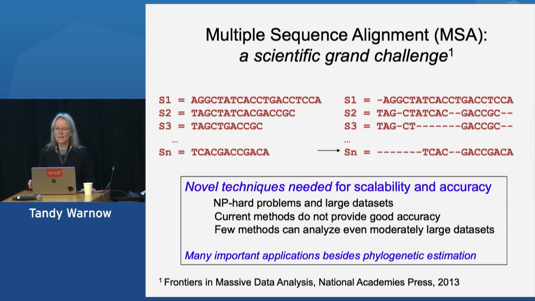Almost every problem that has been posed is NP-hard. It's really foundational for many downstream analyses. And because of its impact, it's been identified as one of the most important problems besides phylogenetic estimation. Well, anyway, the National Academy said that it was one of the most important problems in bioinformatics, period. So that was a while ago.